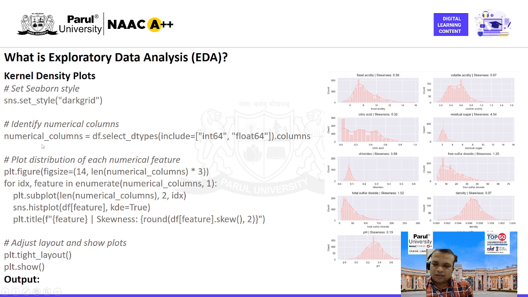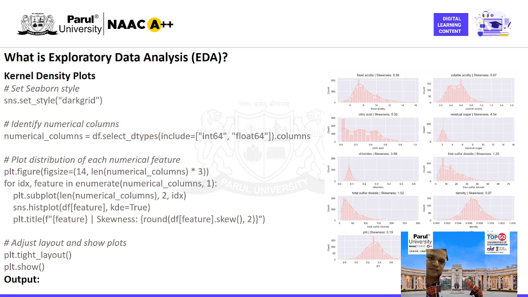So numerical_column is df.select_dtypes include equals int64, float64, dot columns. In the x coordinate you can see different variables, but the y coordinate always represents the count. Plot the distribution of each numerical feature. We want to display this chart for each numerical feature.